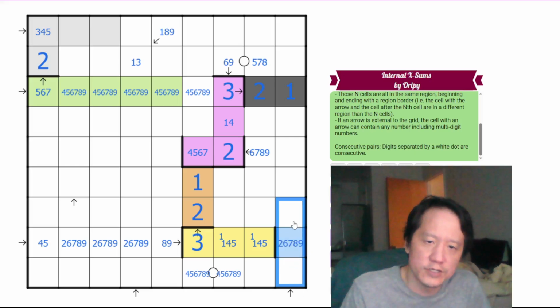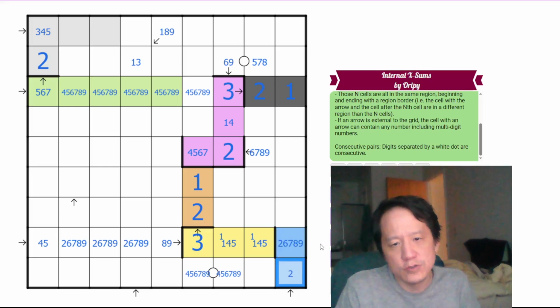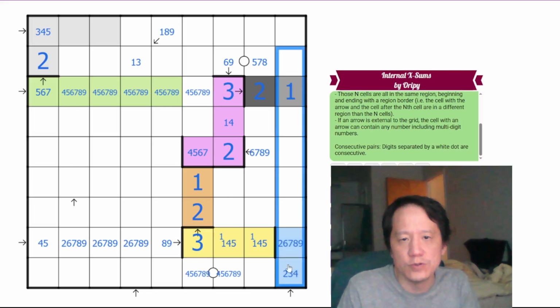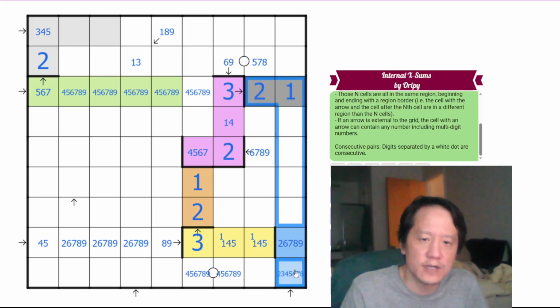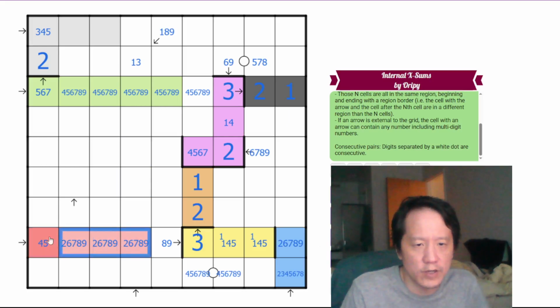This is not one digit, so this has to be... This could be many. So it's at least 2 here. So this could be 2, could be 3, could be 4. Technically it could be part of this, so it could be up to 8, because this could technically be the same region. This has to be the same region. We're going to make that red.